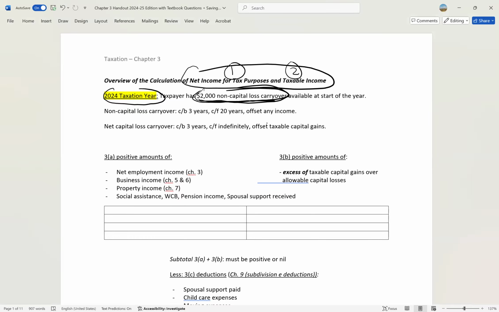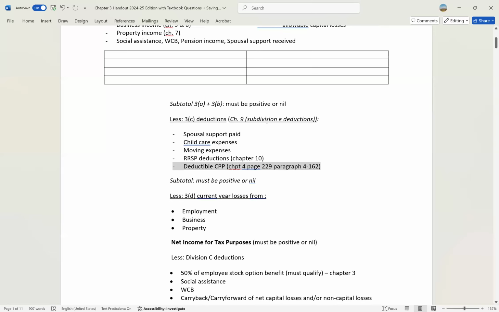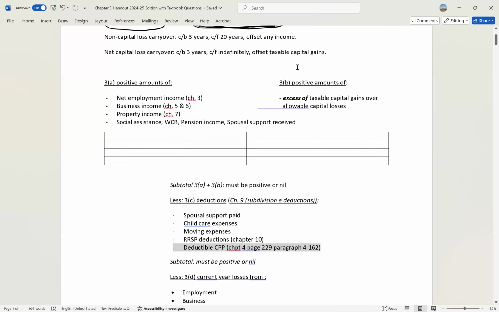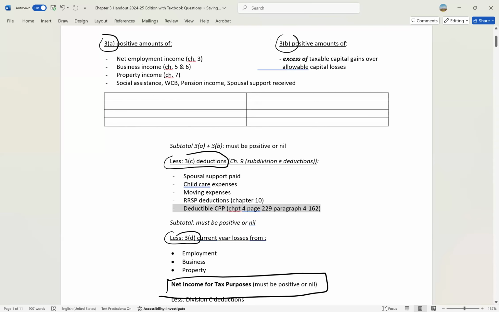When they're going to file their tax return, the first thing they need to do is calculate net income for tax purposes. And net income for tax purposes must either be positive or nil. You cannot have a negative amount. And we follow this formula from last week where we start off with 3A, we add 3B minus 3C, and then minus 3D. So let's just quickly review what's included in each of these components.